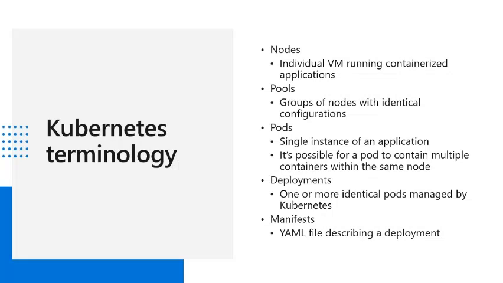Manifests: a YAML file for describing a deployment. And deployments: a deployment represents one or more identical pods managed by the Kubernetes deployment controller. A deployment defines the number of replica pods to create, and the Kubernetes scheduler ensures that if pods or nodes encounter problems, additional pods are scheduled on healthy nodes.